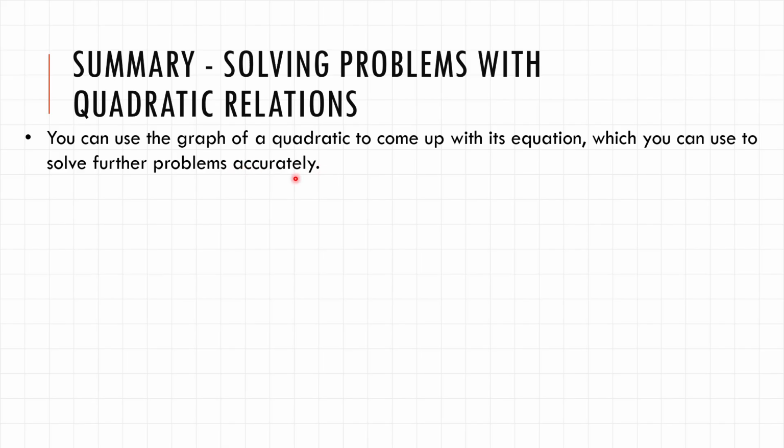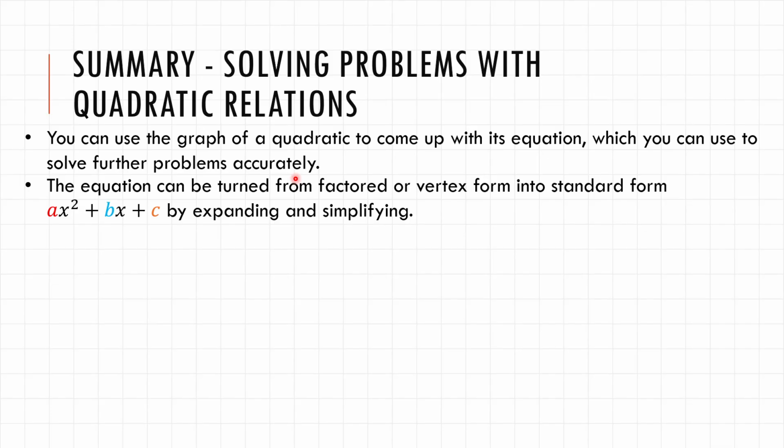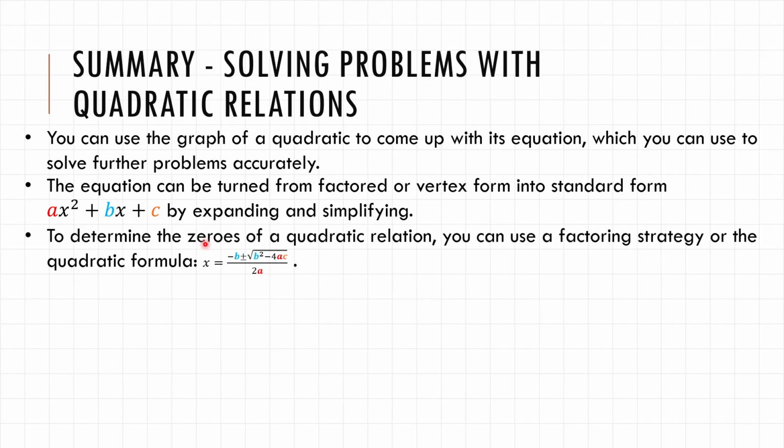If you are able to come up with the equation in factored or vertex form, you can always turn it into standard form just by expanding and simplifying. And the reason you might do that is because standard form is really, really useful because we can solve every quadratic generally like this. And to find the zeros of a quadratic in standard form, you may remember how to use the quadratic formula. You can also use a factoring strategy, but sometimes that might take you a little bit longer. Not every quadratic actually is factorable, but certainly the quadratic formula can be used for every single one to find the zeros.